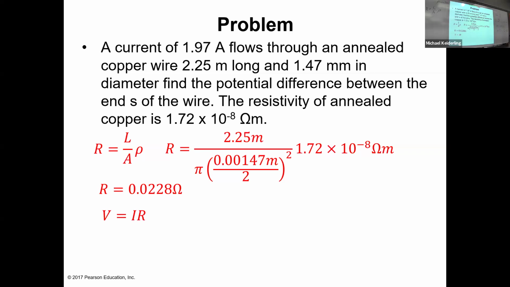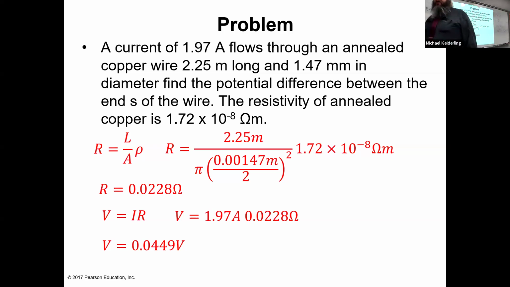Voltage, potential difference, is current times resistance. So that's 1.97 amps times 0.0228 ohms, which is 0.0449 volts. So 3 significant figures. So to find the resistance of a wire, you can use the resistivity formula, and then to find the voltage, you use Ohm's law. And most metals follow Ohm's law.